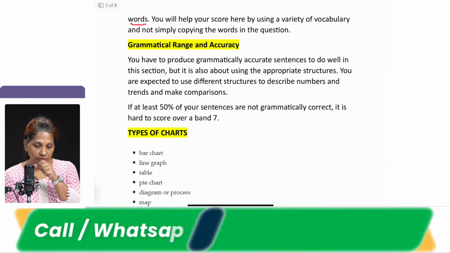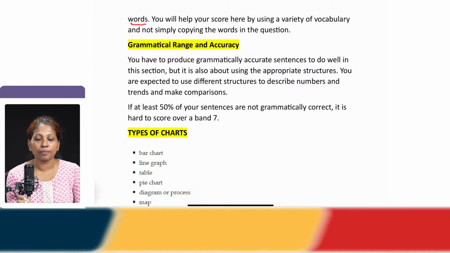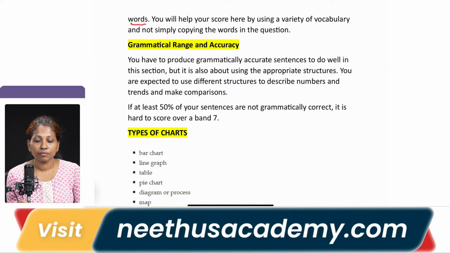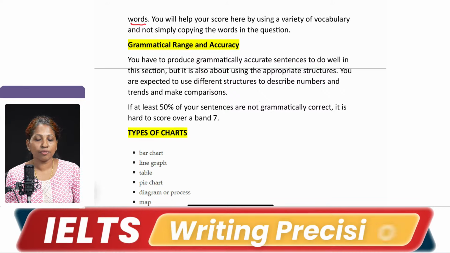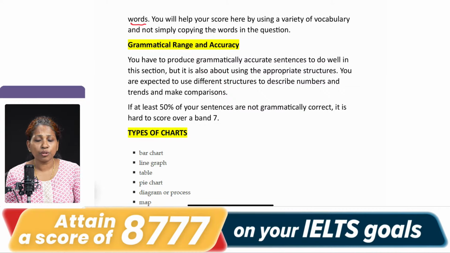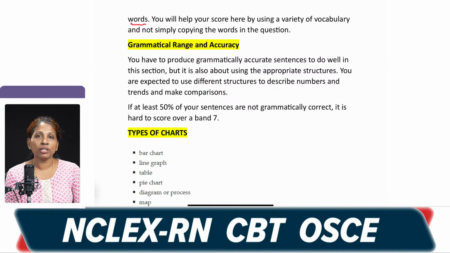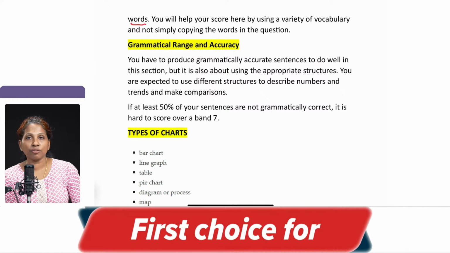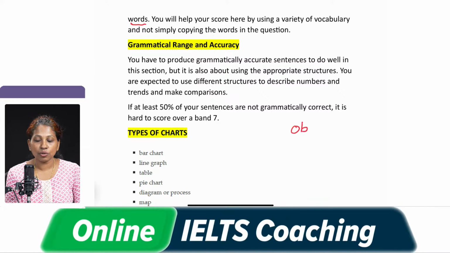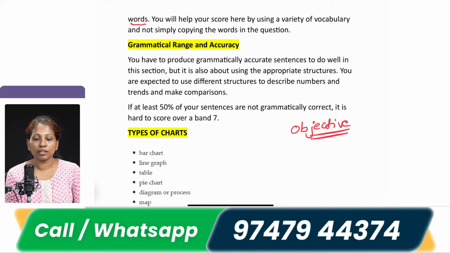Then comes grammar range and accuracy. As the name suggests, it is about maintaining your grammar. Type of sentences mainly. What type of sentences you are using, your punctuation, your tenses, your articles, everything. So you have to produce a report which has grammatically accurate sentences, proper punctuation, and no contractions, right? Because it is a very formal kind of writing. It is a very objective way of writing. A report is a very objective, quite formal way of writing. So that's why you have to maintain all these things.